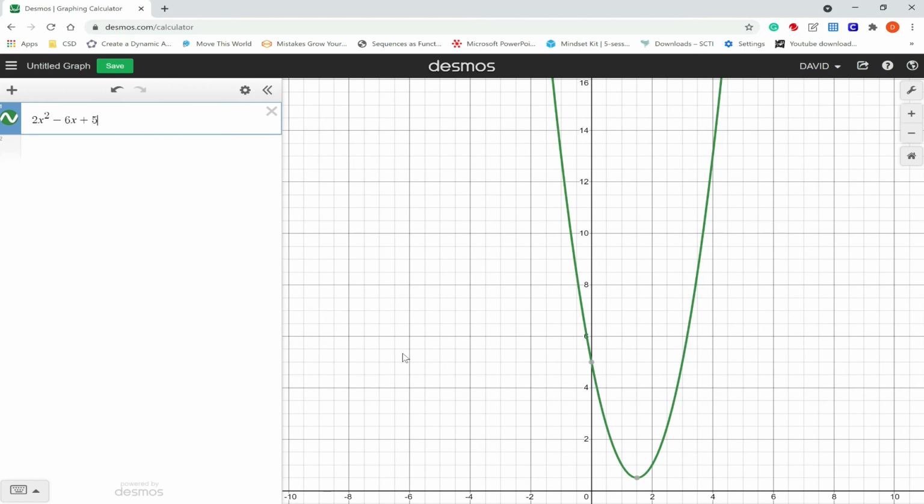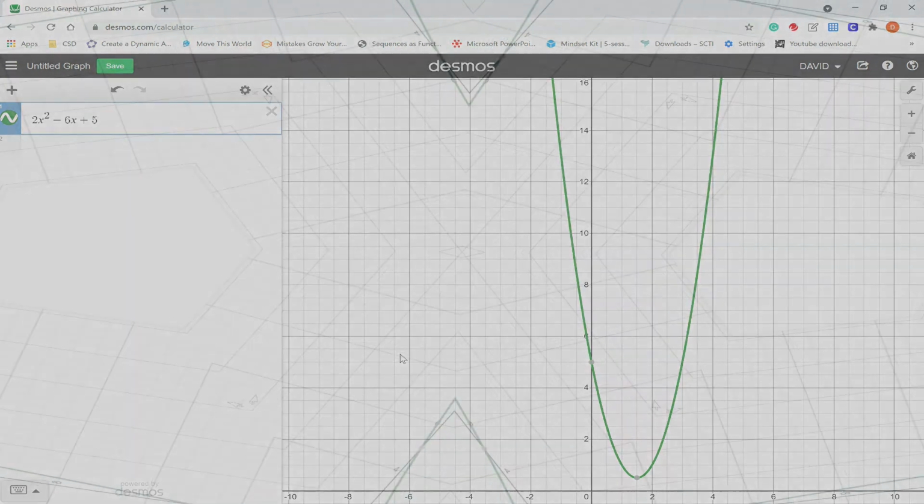Hopefully this helps you understand a little bit how to solve quadratics that have complex solutions.